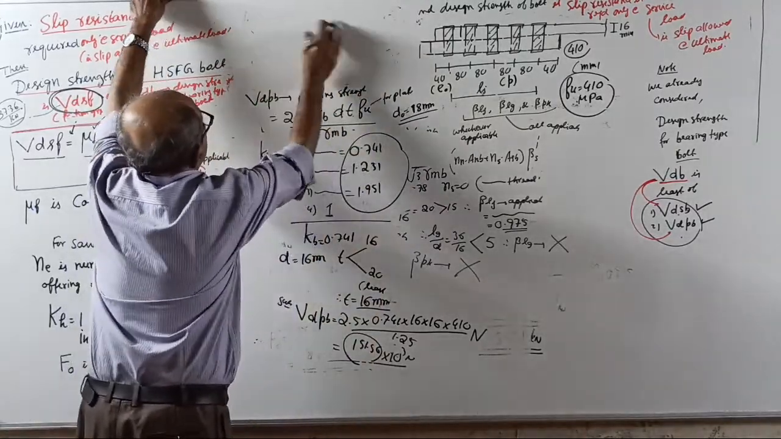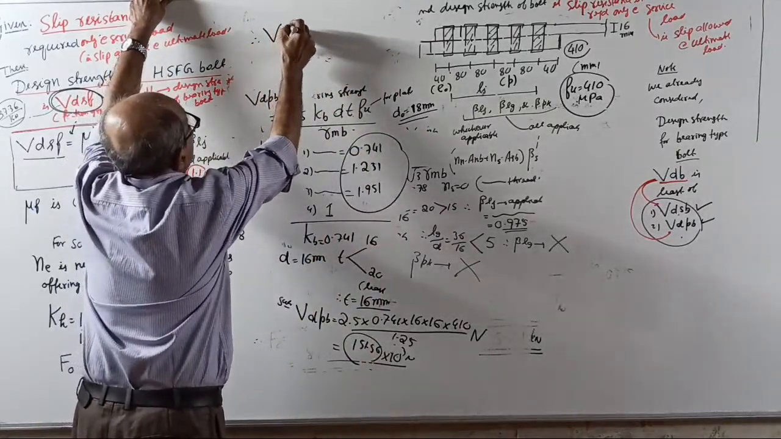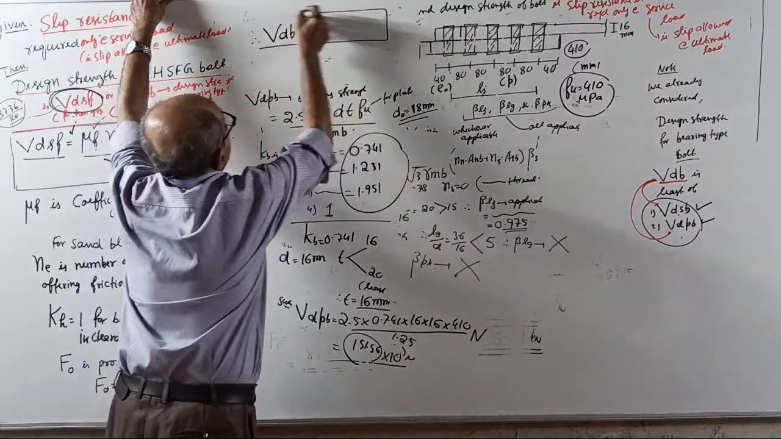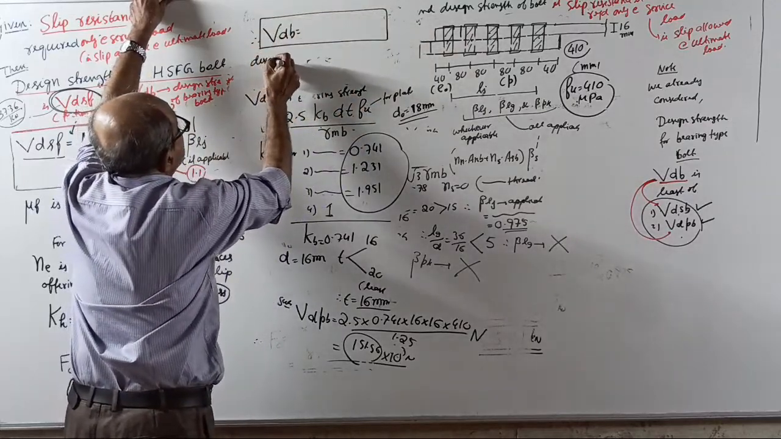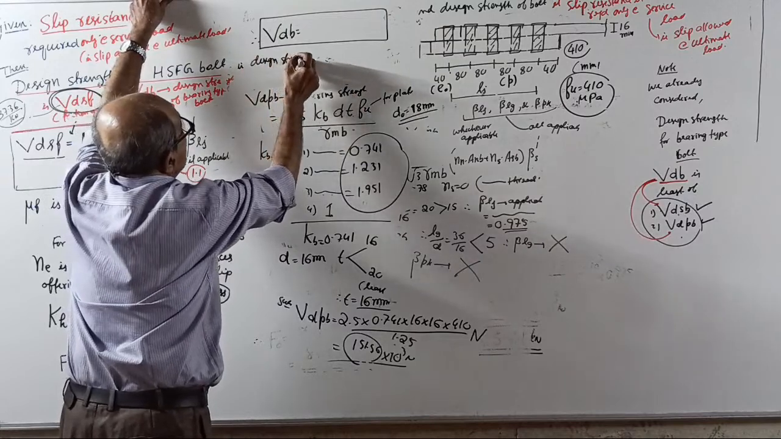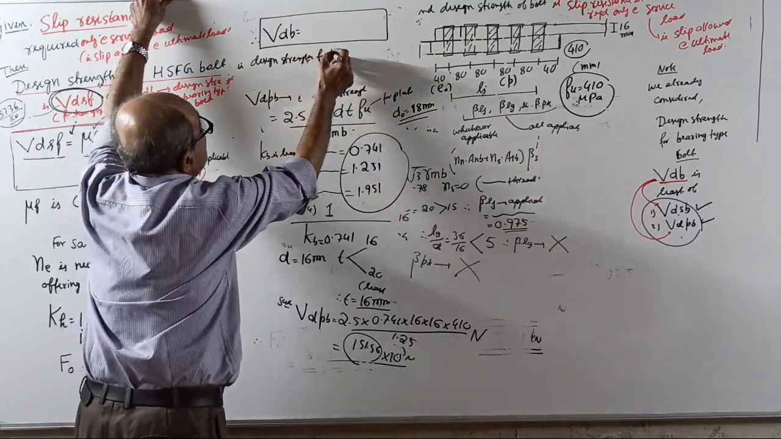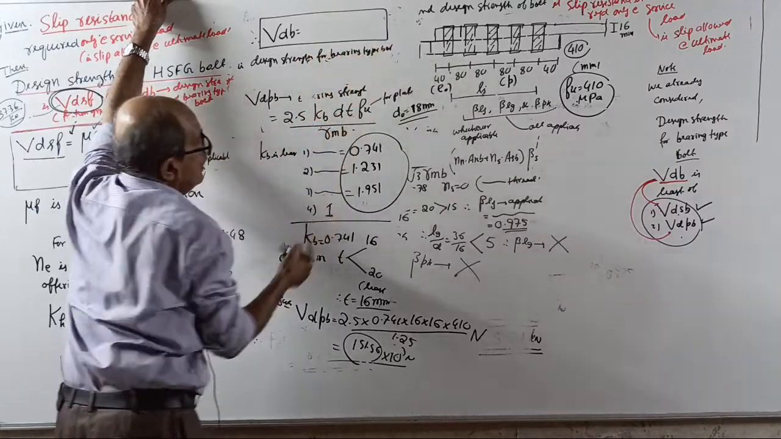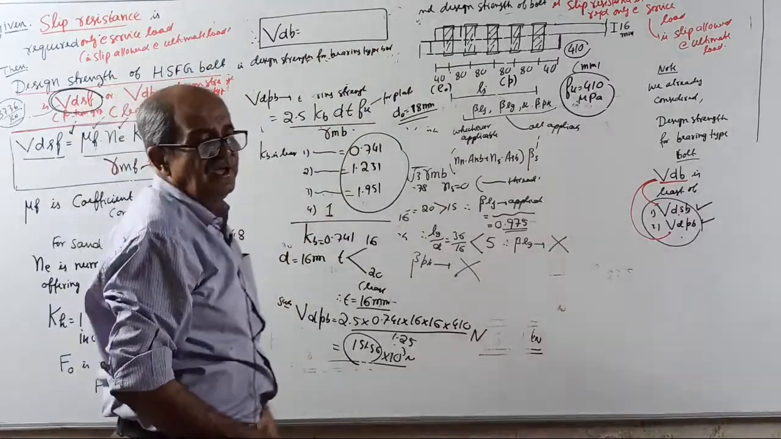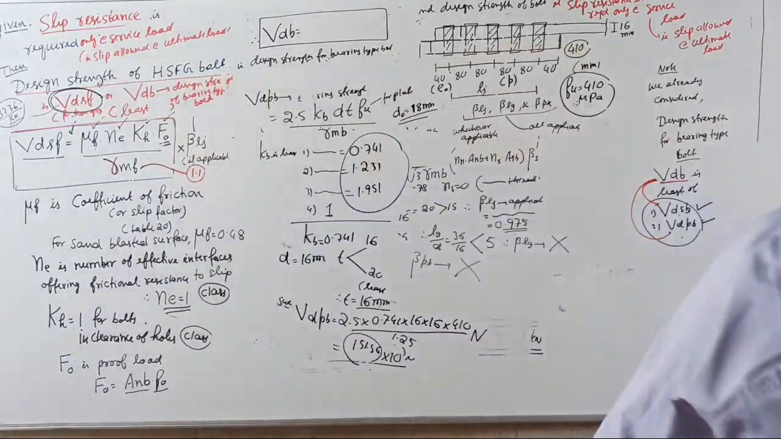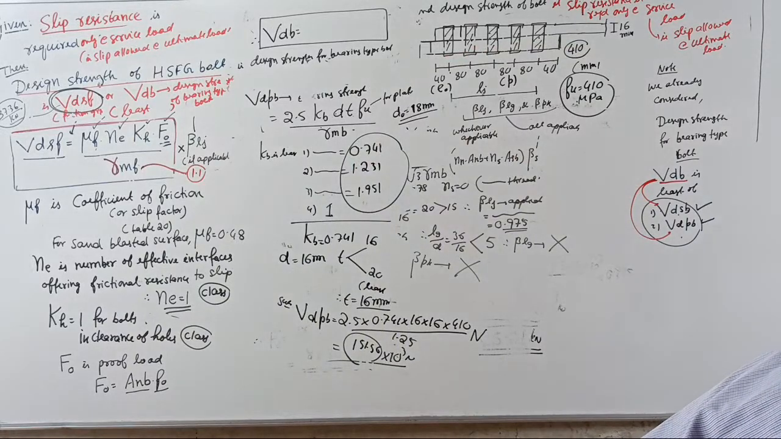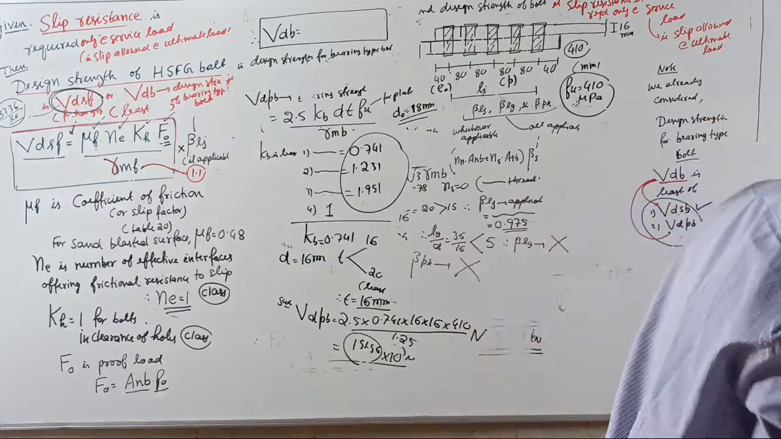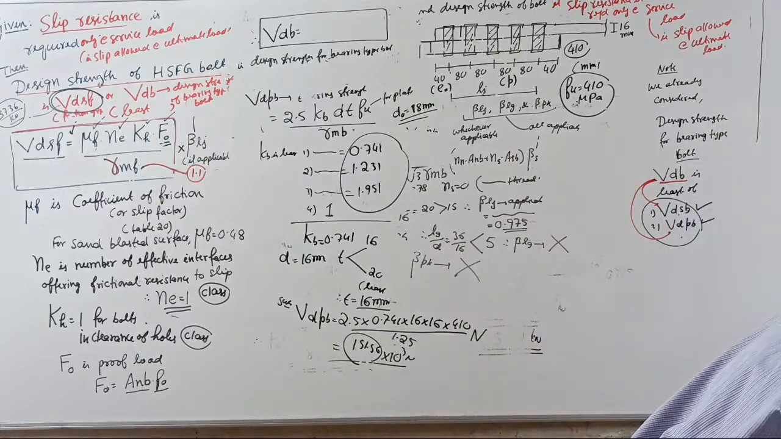Therefore, VDB, that is design strength for bearing type bolt. What is the answer? Tell the answer here. Two values are there. Tell one answer. What is the answer? Design strength for bearing type bolt. 151 now. Shear and bearing.